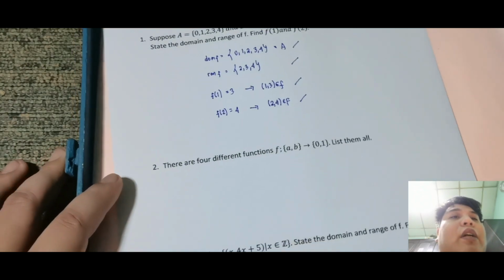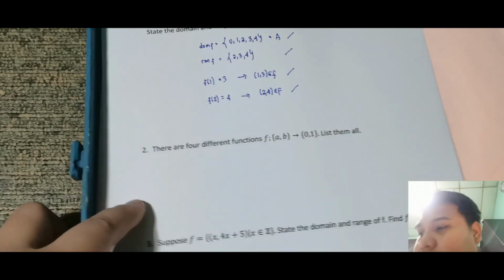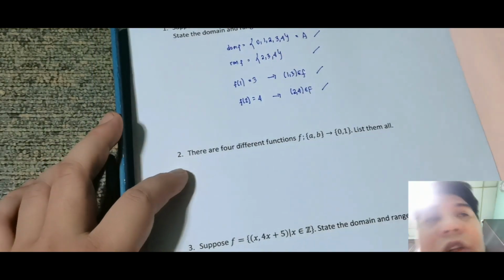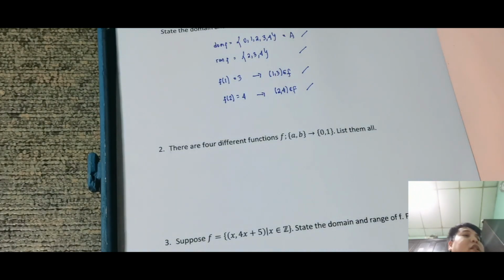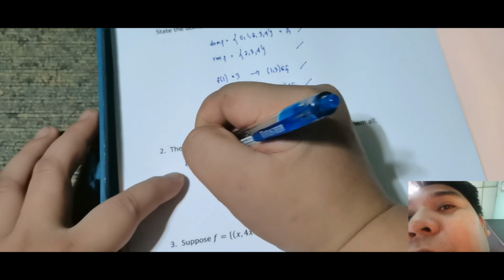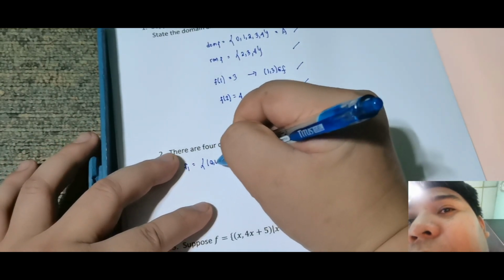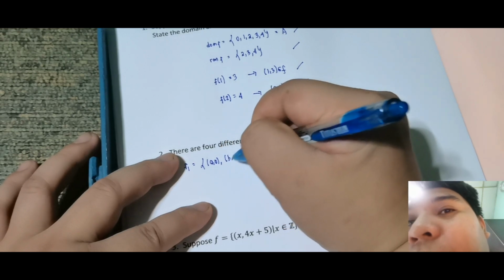Next is, there are 4 different function mapping from the set containing A, B going to the set containing 0, 1. List them all. So ngayon, para ma-imagine mo talaga na function, pagkabigay ko nung relation, tignan natin kung function talaga siya. So una, para maging function siya, dapat contain si A, B. So yung mga relation na gagawin natin, for example, F1 is a function that is (A, 0), (B, 0).